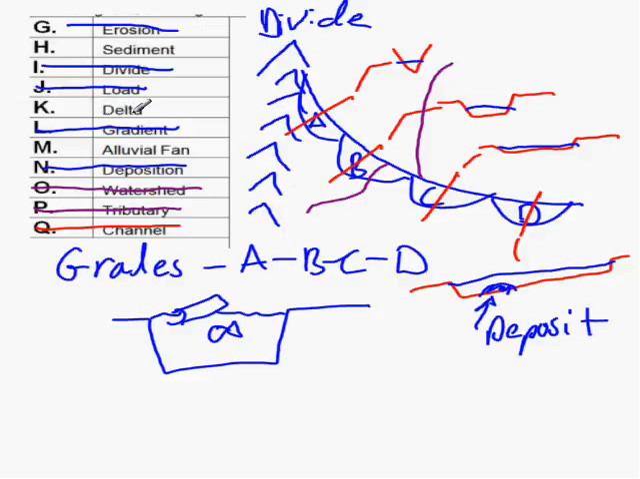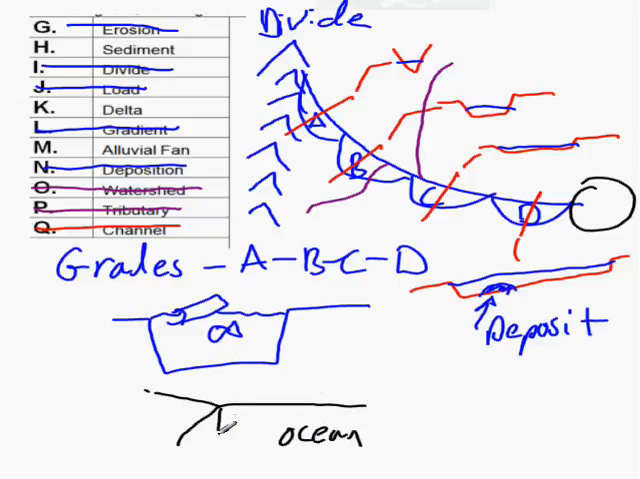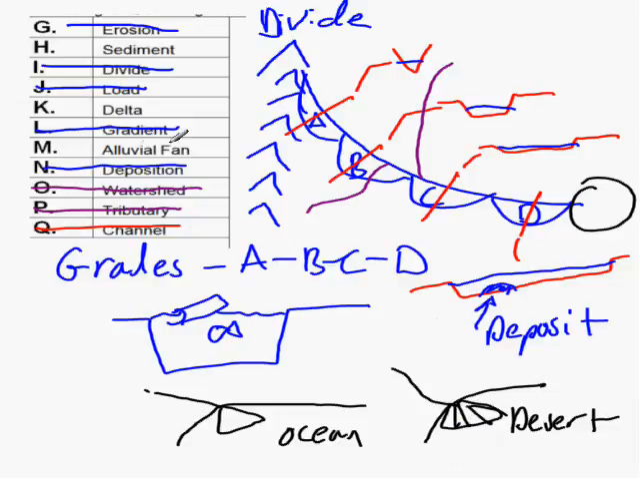Now delta, an alluvial fan, that's going to occur here. So basically when a river comes into the ocean, you can get the formation of a delta. Deltas are triangle shaped, and if a river empties into a desert, you can get an alluvial fan. So that's alluvial fan, delta.